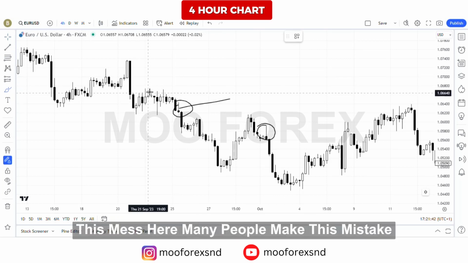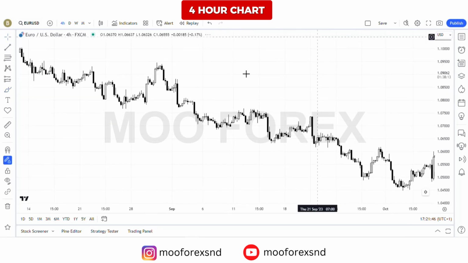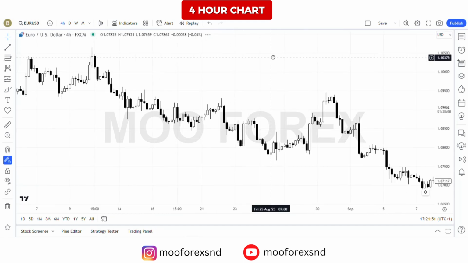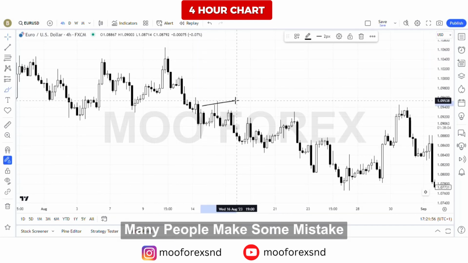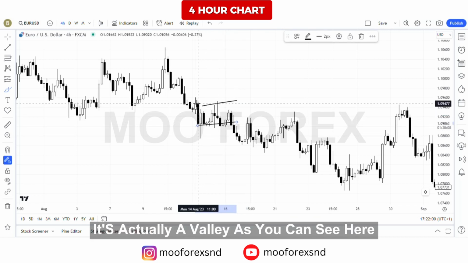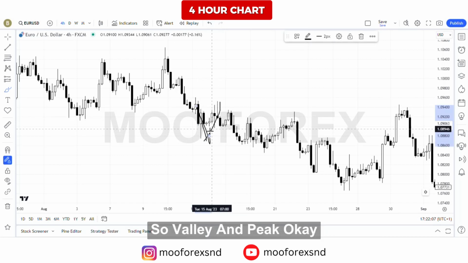This mess here, many people make this mistake. They think it's a CP, but it's actually a belly. As you can see here, the market fell and then the market went up. That's a B shape. It's a belly and peak.